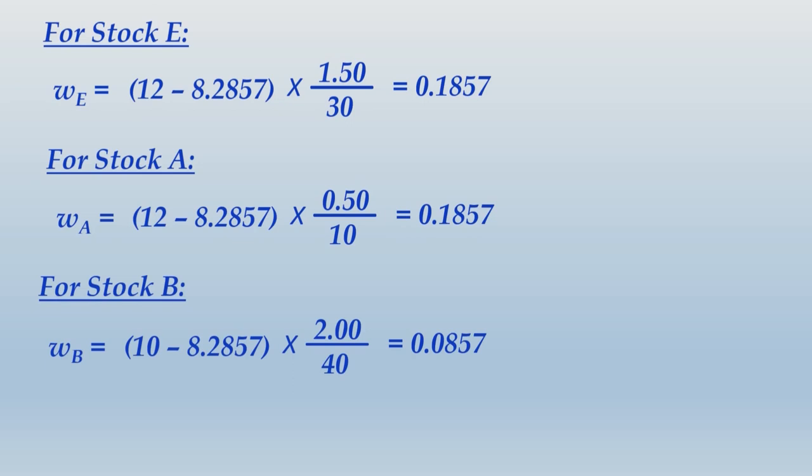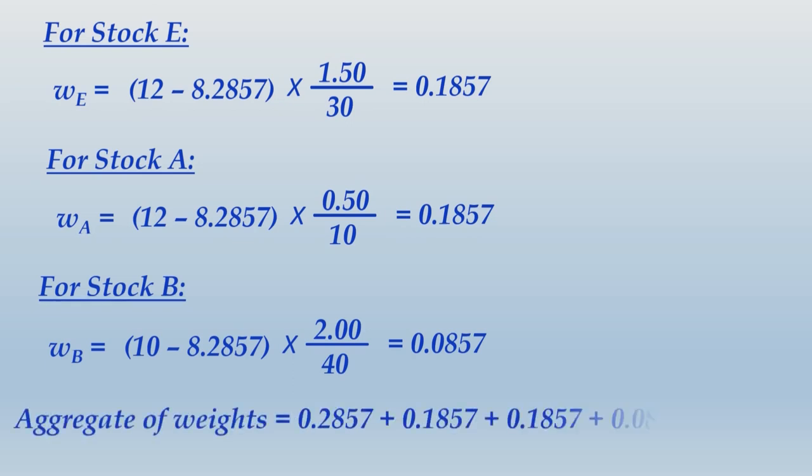And once you finish writing this, also mention the fact that the aggregate of weights is not totaling to 1. The aggregate of weights is coming as 0.7428. And that is why the last step of adjusting the weights will be required. So finish writing this whole thing quickly.